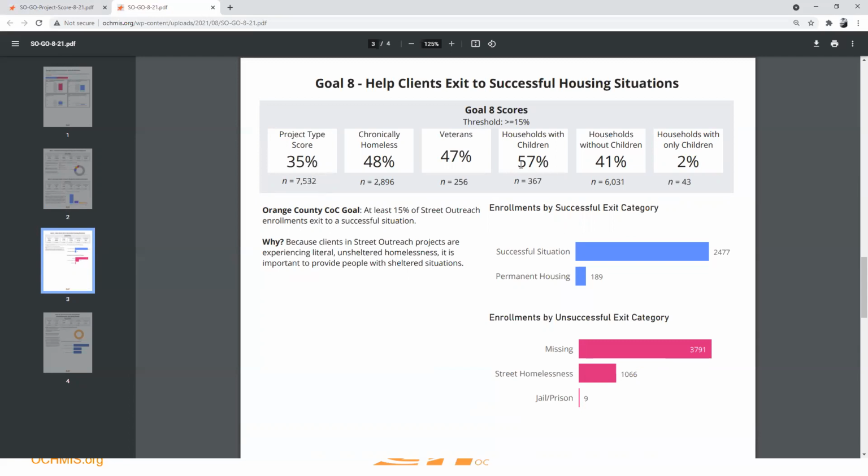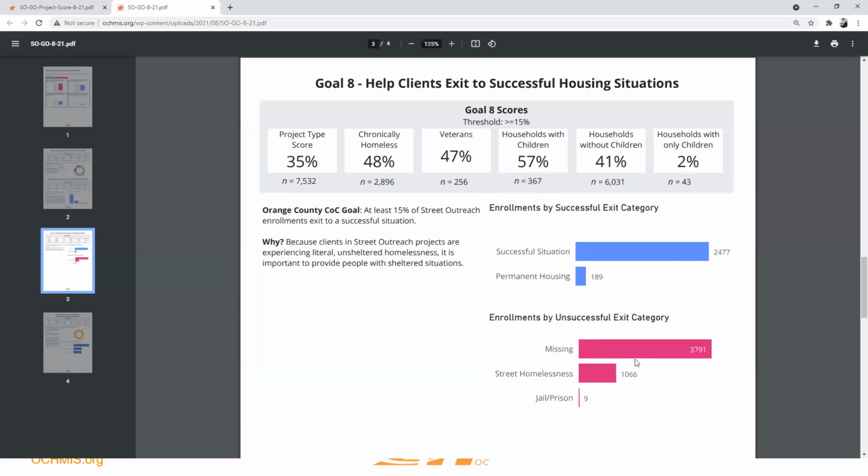So you can see the threshold's 15%. We're currently at 35 and even higher for some of the other subpopulations. Households with only children, I expect that these children are mostly part of households with children households, and there's a data entry error in how it's being counted in HMIS, like they're not appropriately linked with their household. So I think that's what's happening here. And it's a small number. So that is my guess on what's happening there.